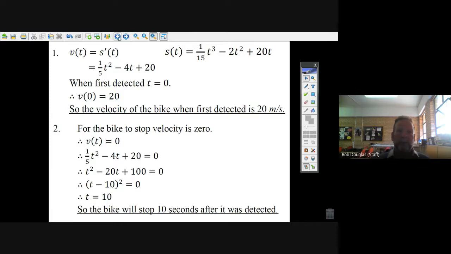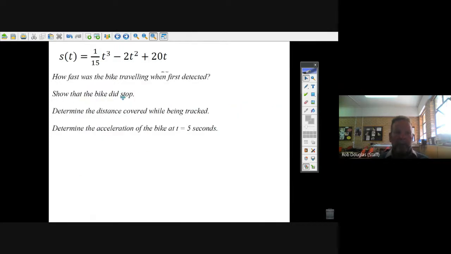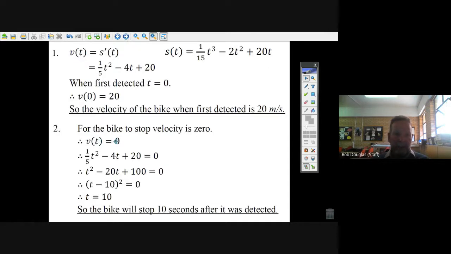Okay, the next question says, show that the bike did stop. Well, you have to think to yourself, there must be a time when the velocity is 0. So you take that same equation and you make it equal 0, and then you solve it. You multiply everything by 5, you get this equation. But t squared minus 20t plus 100 is really (t minus 10) squared. So t must just be 10. The bike did stop after 10 seconds.